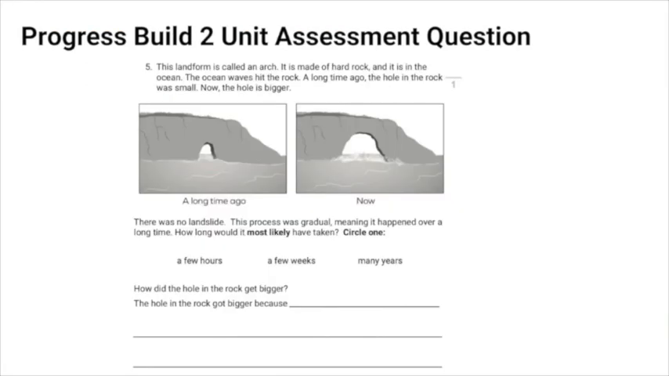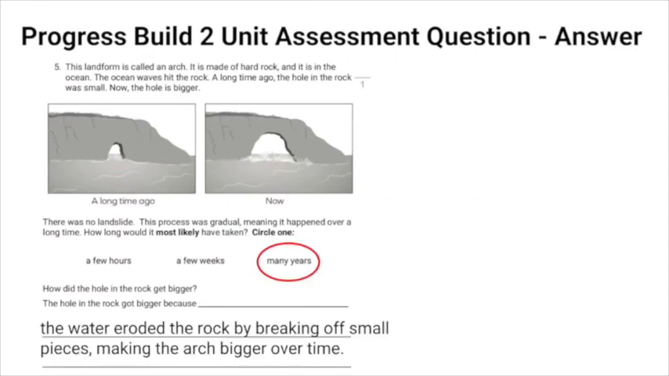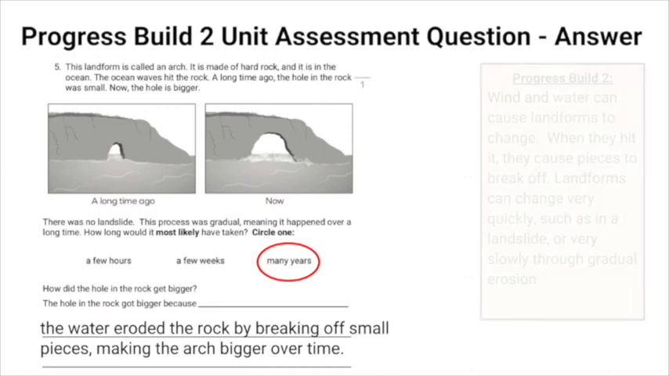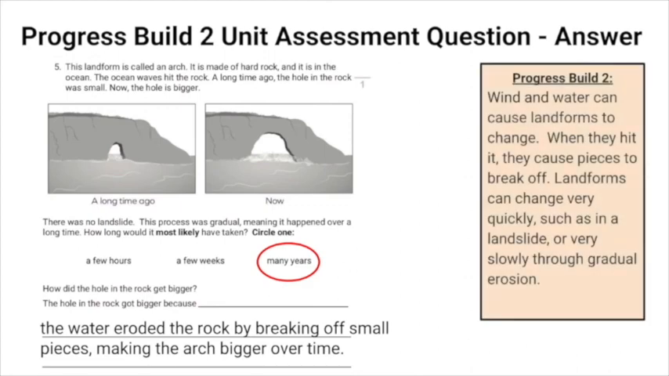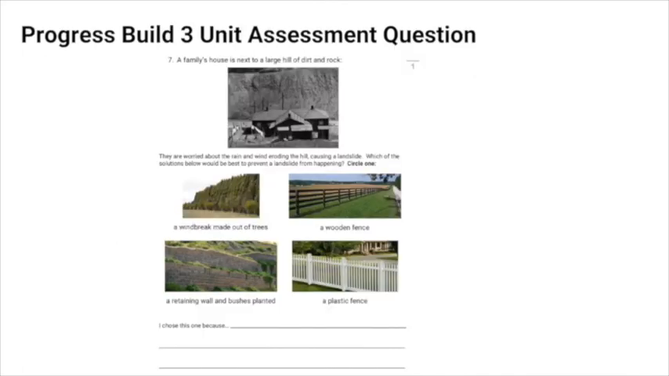For the end of the unit assessment question for Progress Build 2, here's an example, number 5. Please go ahead and complete this now and check back here. And here's what I've got. This would most likely have taken many years, and the hole in the rock got bigger because the water eroded the rock by breaking off small pieces, making the arch bigger over time. It's important that kids demonstrate that they understand how erosion works, as small pieces of rock breaking off from water or wind hitting it.